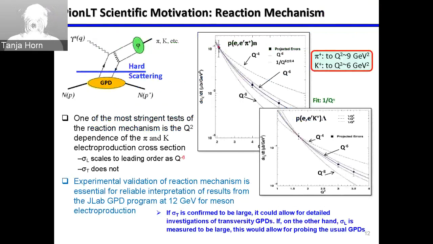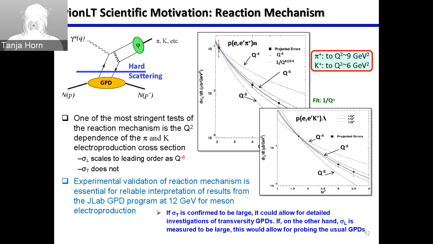Just a little bit more on this, I would call it here the reaction mechanism studies. The way to test the reaction mechanism is through the Q-squared dependence of the electroproduction cross-section. Again, it's important to separate the longitudinal and transverse terms. That is because if one is in the scaling regime, then sigma L scales, to leading order at least, as Q to the minus 6, while sigma T, the transverse contribution, does not.